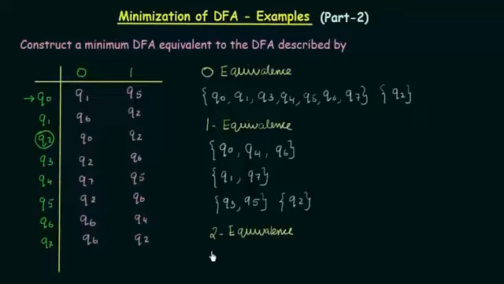And on input 1, where do they go? They go to Q5 and Q5, same states, so it is fine. So we can say Q0 and Q4 are two equivalent to each other. Q0 and Q4 are two equivalent.